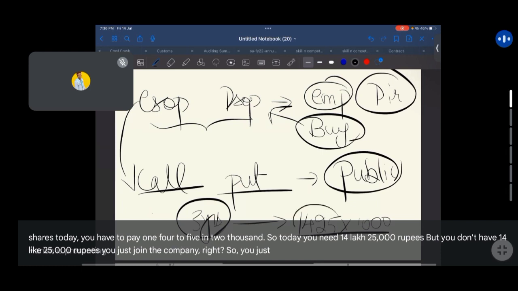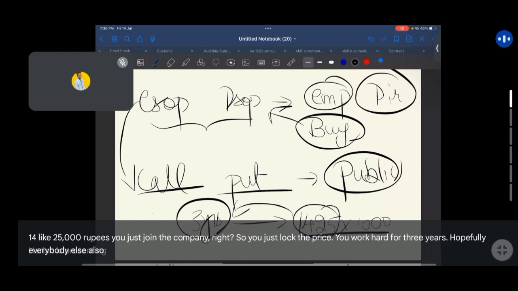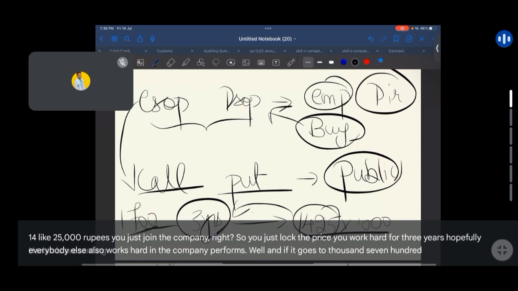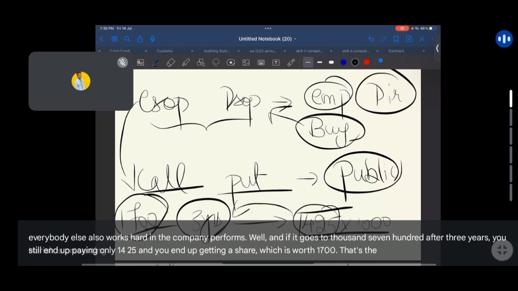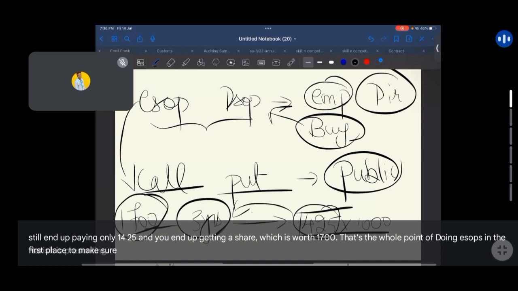So you just lock the price. You work hard for 3 years. Hopefully everybody else also works hard and the company performs well. And if it goes to 1,700 after 3 years, you still end up paying only 1425 and you end up getting a share which is worth 1700. That's the whole point of doing ESOPs in the first place, to make sure employees continue to work in the same company.